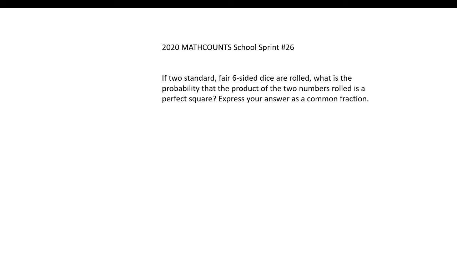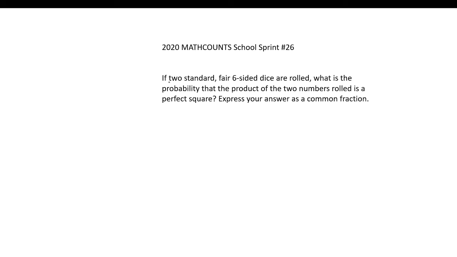2020 MATHCOUNTS School Sprint number 26. A lot of probability on that. If 2 standard fair 6-sided dice are rolled, what is the probability the product of the 2 numbers rolled is a perfect square? Express your answer as a common fraction.